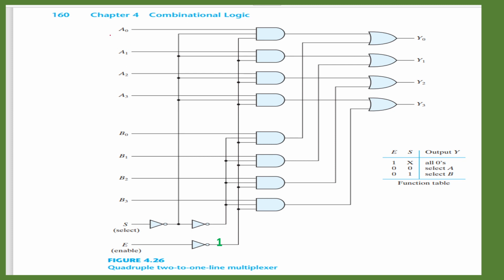See here in A we have 4 inputs and in B we have 4 inputs. Other than that we have these control inputs S and E. So here we have 2 inputs. So in total we have 10 inputs. Okay. So this circuit is being used in the question.